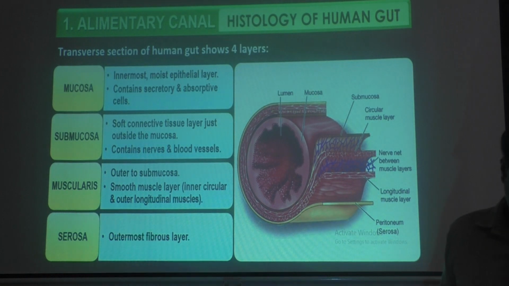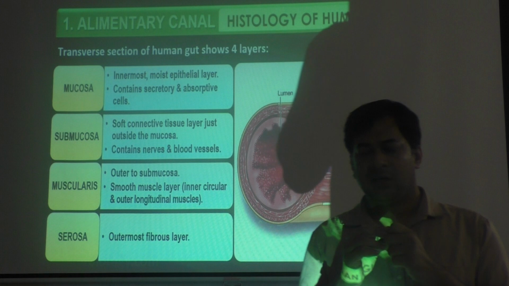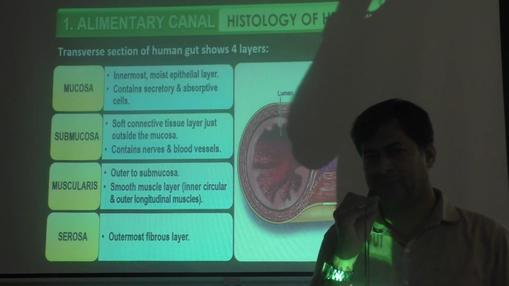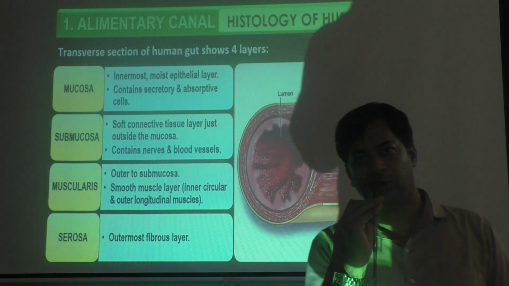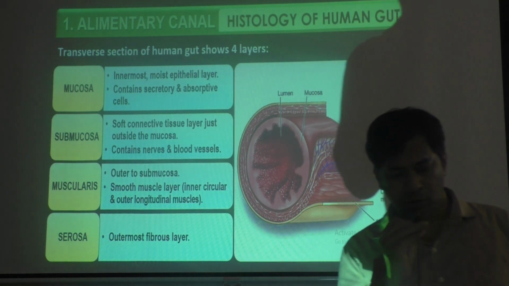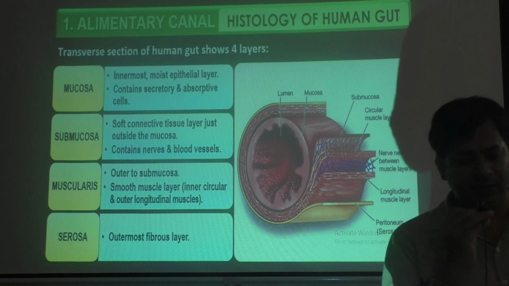Then next we are learning histology of the human gut. Do you know what histology means? Histo means tissues, and logos means study. So the study of tissue is what we call histology. So we are going to learn the tissues present in the human gut. Gut means alimentary canal, that is, starting from mouth till anus.